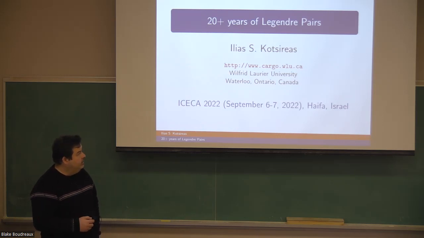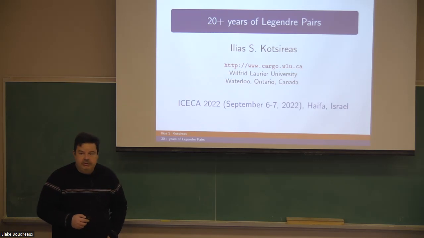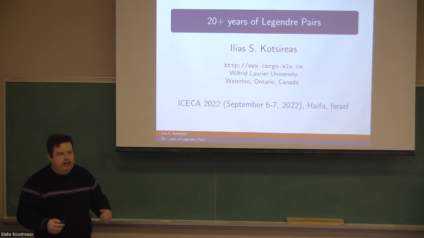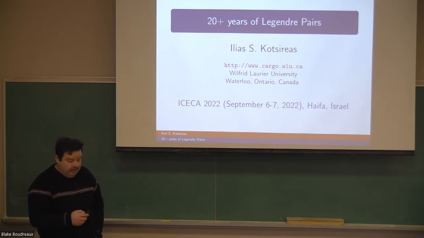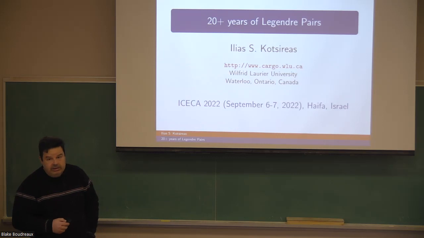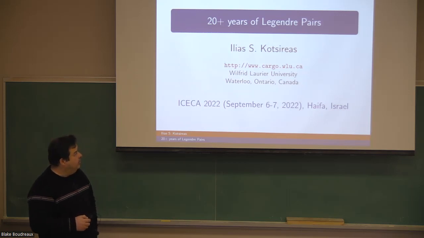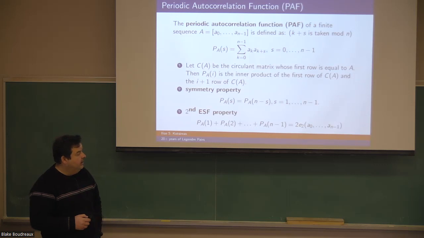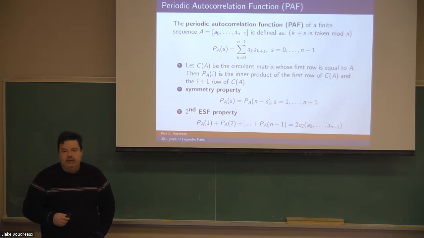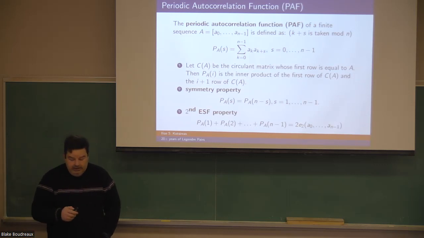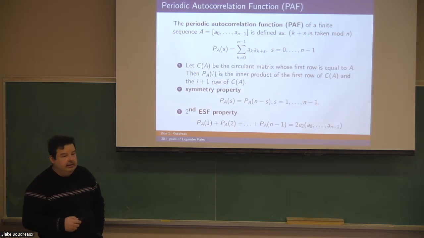And I want to demonstrate why these objects are important. And as you have seen in the abstract, they are important because they are related with a famous conjecture in discrete mathematics called the Hadamard conjecture that I will discuss in the second part of the talk. There are very few mathematical ingredients, if you like, that we need in order to define Legendre pairs.